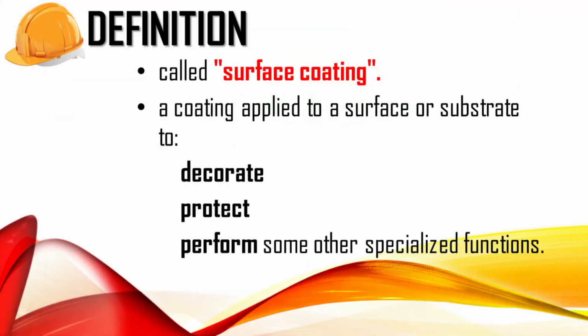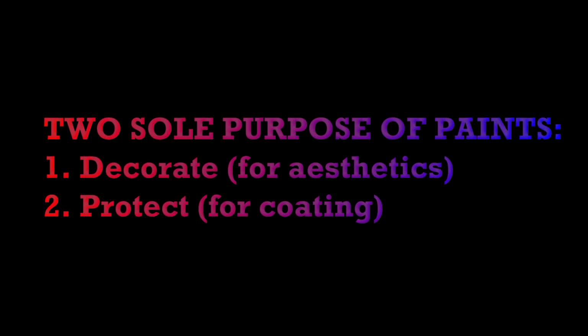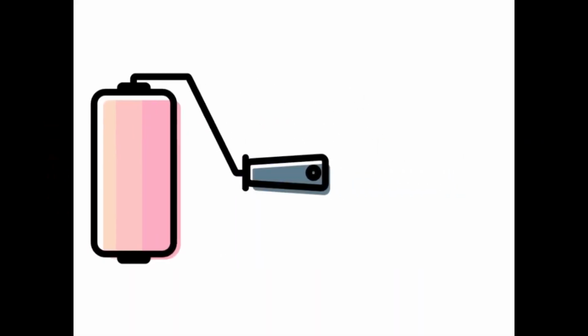Now, paints are defined as a coating applied to a surface or substrate to decorate, protect, and perform some other specialized functions. But the two sole purposes of paints are, first, to decorate, which is for aesthetics, and second, to protect, which is for coating. That's why paints are often called surface coatings.